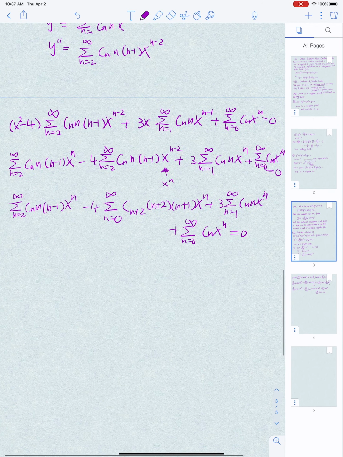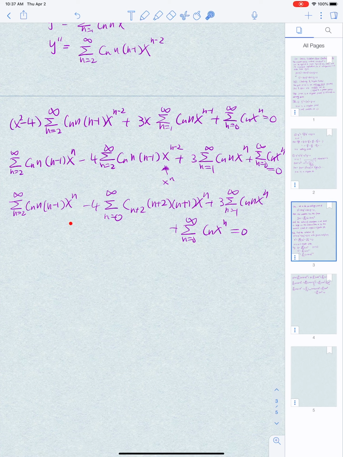Okay, now everything is in terms of x to the power n. Now we need to make sure they all start from the same value in the sigma. So we can see the largest value is 2, so we need to rewrite all the rest so that they all start from 2. So we're going to keep the first one. And we are going to write out the terms corresponding to n equals 0 and n equals 1.